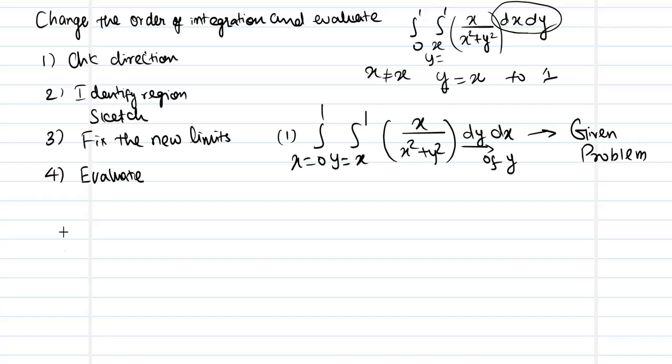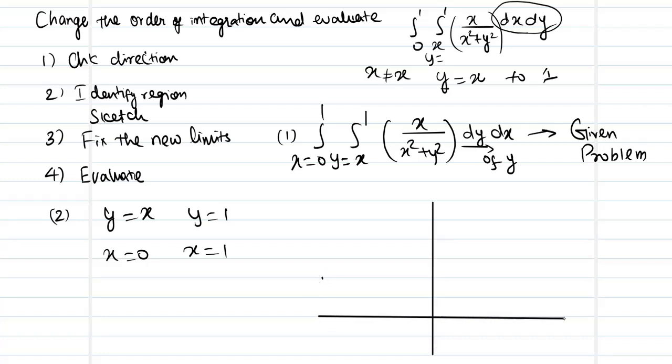Okay, the second step which we have to do is identify the region. The regions are given by y equal to x, y equal to 1, x equal to 0 and x equal to 1. In which case, choose 2 colors to suit your axis. So let me choose my axis. Let this be our x-axis and let this be our y-axis.